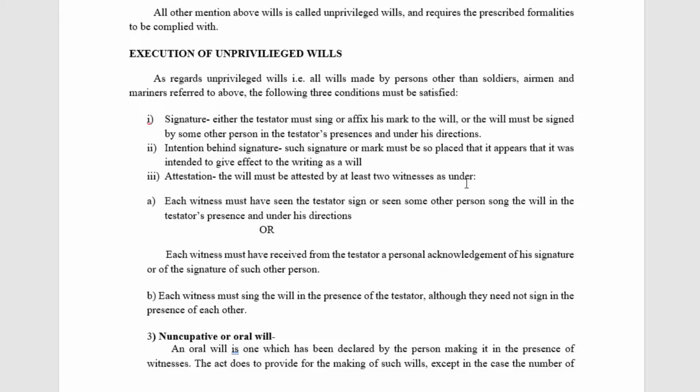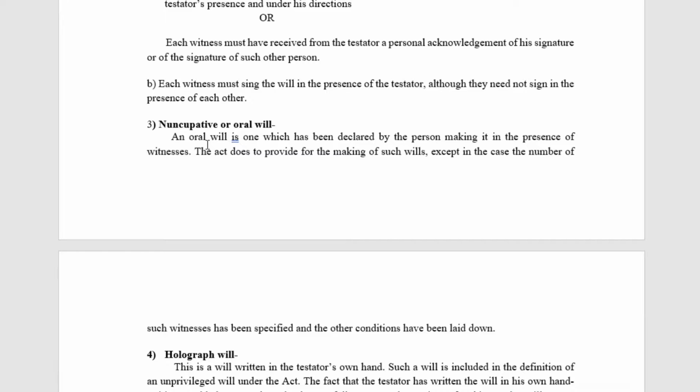So we have seen who can make the unprivileged will. That is, other than the soldier, airman, mariner, any layman, any general person can make the unprivileged will. And we have seen the basic rules with regard to the unprivileged will, that is, with regard to the execution of the will. This is very important from the examination point of view with regard to the privileged will or the unprivileged will. And there are other kinds of the will also.